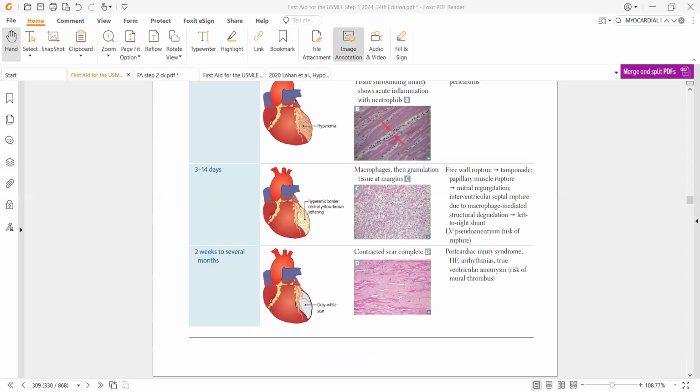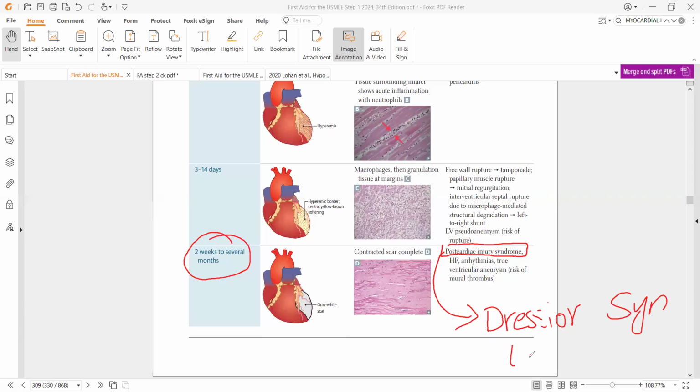Okay. So in 2 weeks to several months, can anybody again tell me the post cardiac injury syndrome? This is another name of which syndrome? Dressler syndrome. So what is the mechanism? The mechanism of the Dressler syndrome, again a very high yield. It is autoimmune. Yes. Okay. So again, there is the risk of mural thrombus. So 2 weeks to several months, the most high yield complication is Dressler syndrome, right?